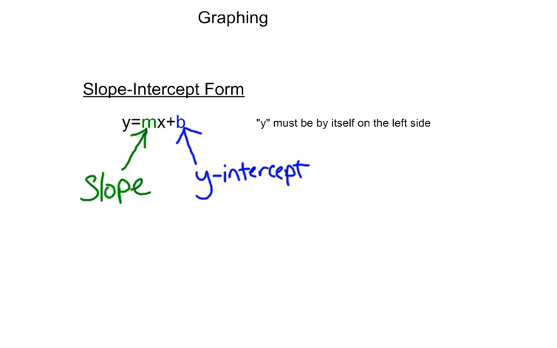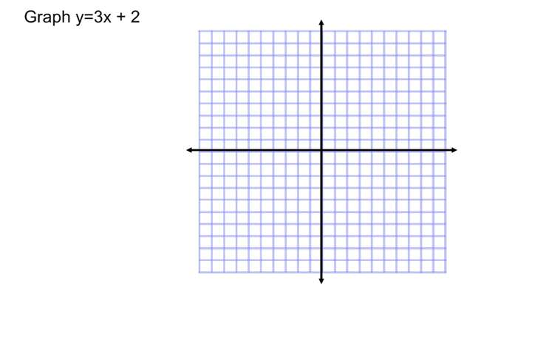And it's important to remember that slope is always the number in front of x, and the y-intercept will always be the number that is by itself. So we take a look at our first example, and we can see that the y-intercept is the number by itself, and the slope is the number in front of x. And so just like we said, we're going to end up plotting the y-intercept first. So the y-intercept, which is b, is 2. And then our slope is 3.